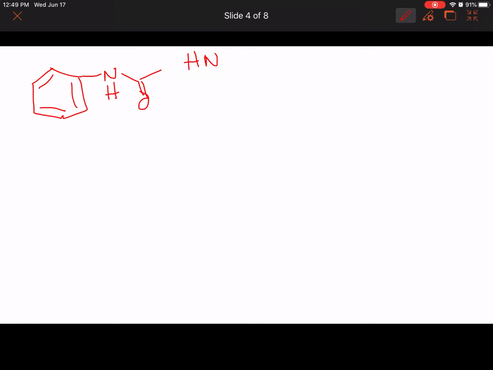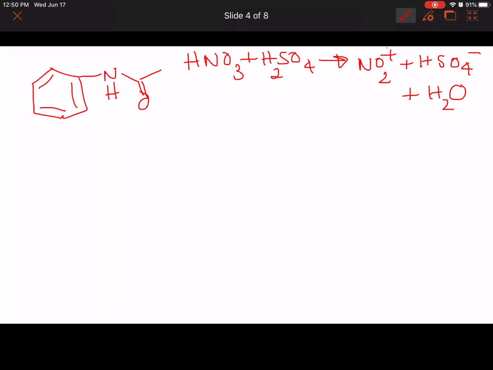So with nitric acid HNO3 plus H2SO4, the first step of the mechanism is the formation of nitronium ion NO2 plus. So you form NO2 plus, HSO4 minus hydrogen sulfate ion, plus water. And nitronium ion is the one that's going to be the electrophile. Okay, so write this equation also as part of your mechanism. And now the benzamide is going to react with NO2 plus. Okay, and then how does the mechanism take place.